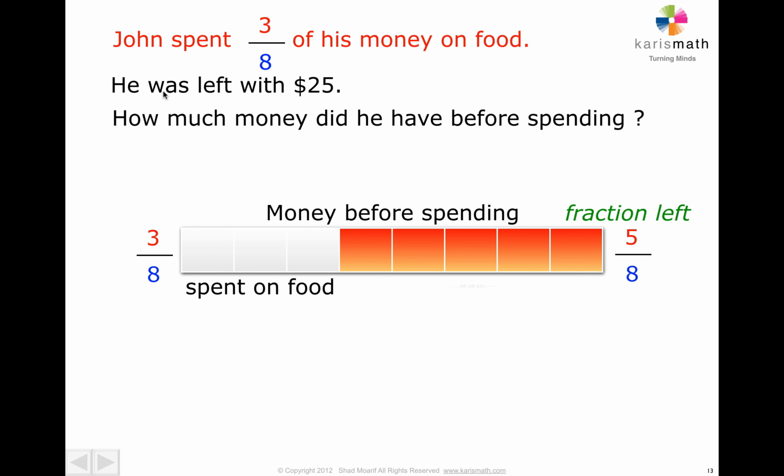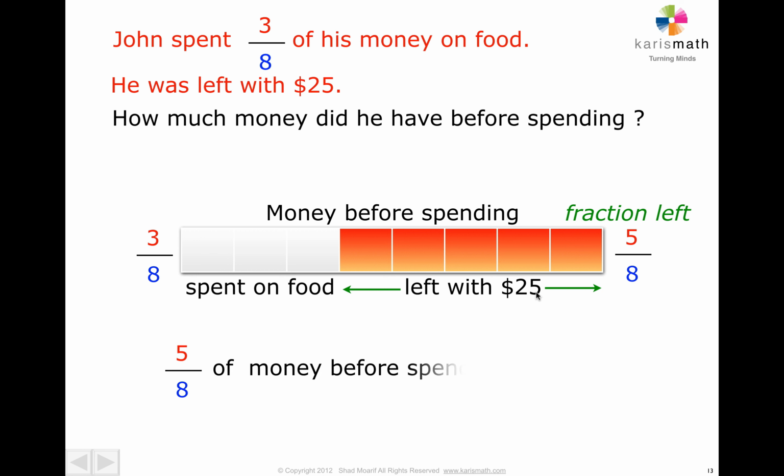Now it says he was left with $25 here, right? So these 5 equal parts must be equal to 25. You can figure out already what the answer is. So 5/8 of the money before spending is equal to $25. Now we don't know what the money was before spending, so we turn that into a little square and we say 5/8 of whatever this amount is before spending is $25.